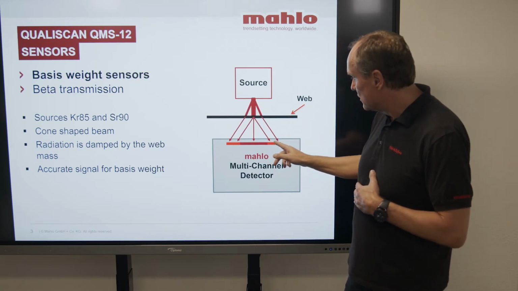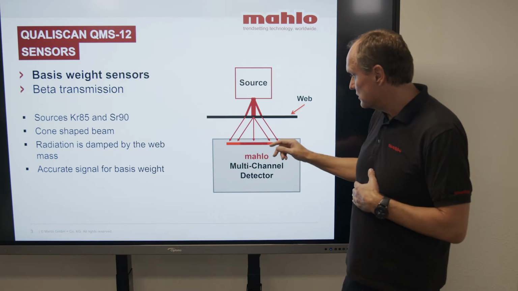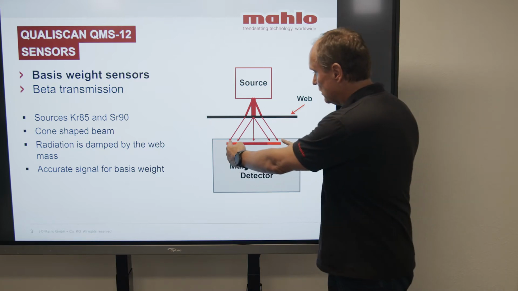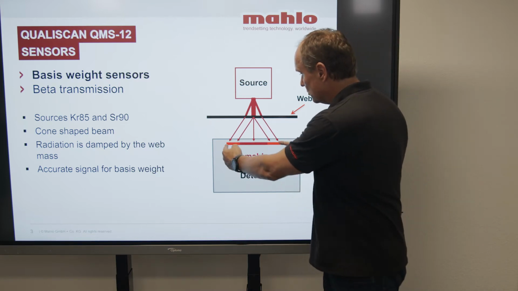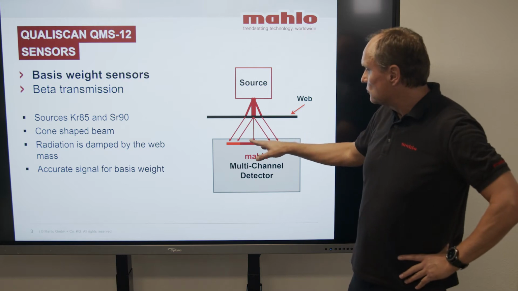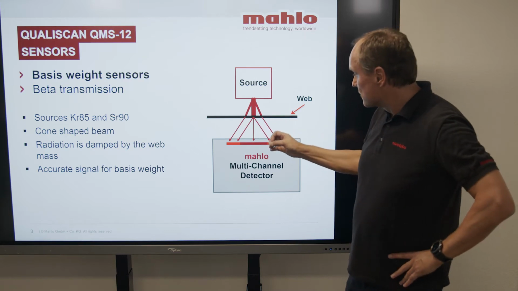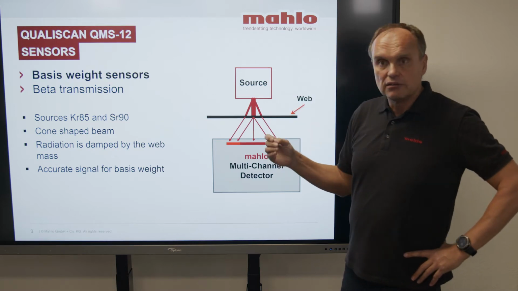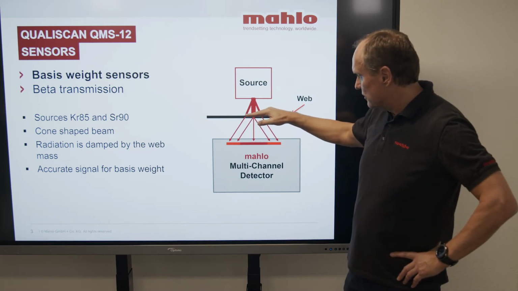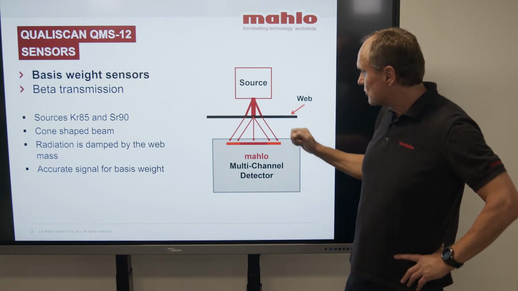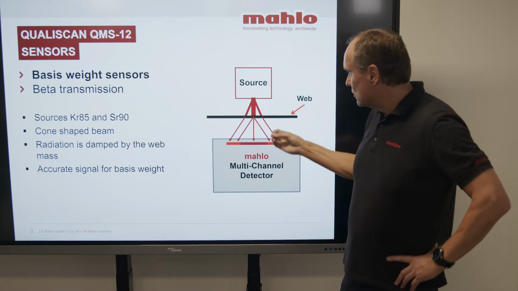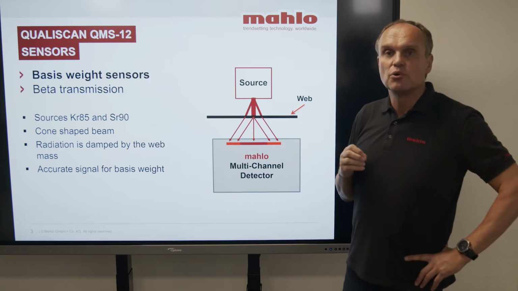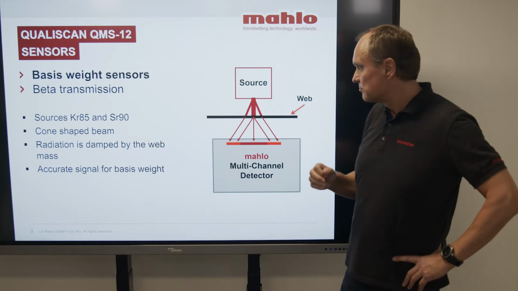Marlow is using a double ionization chamber. That means we have two chambers, one in the middle and a big one with an outer rim. And we get two signals. This makes it possible for us to calculate the difference when the web is changing its position, and we compensate this effect so we will always have a stable reading of the basis weight.